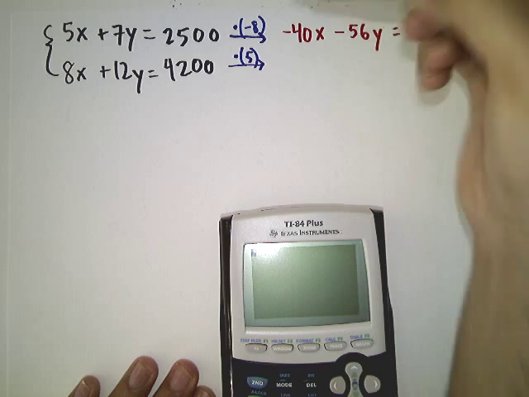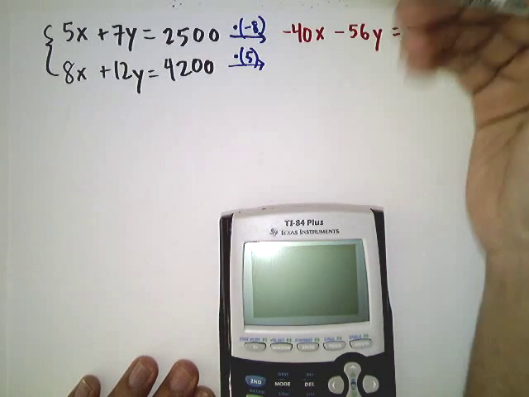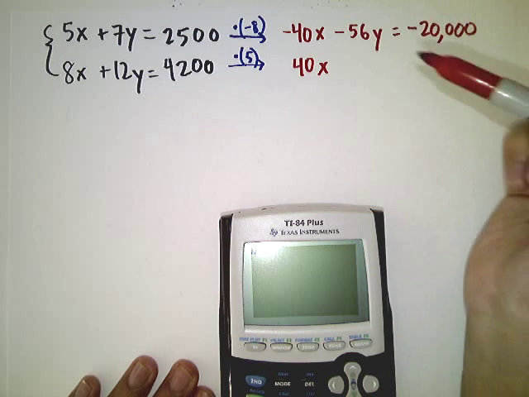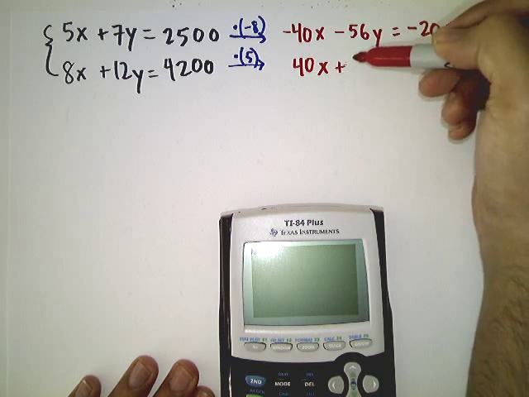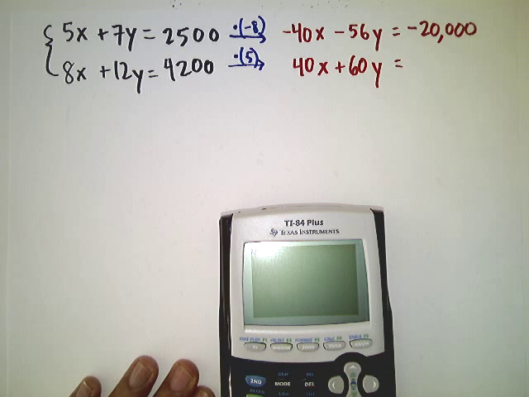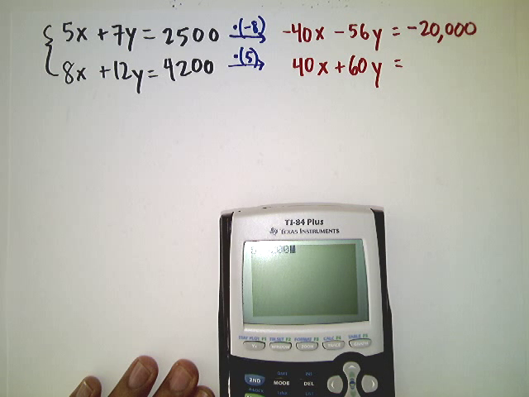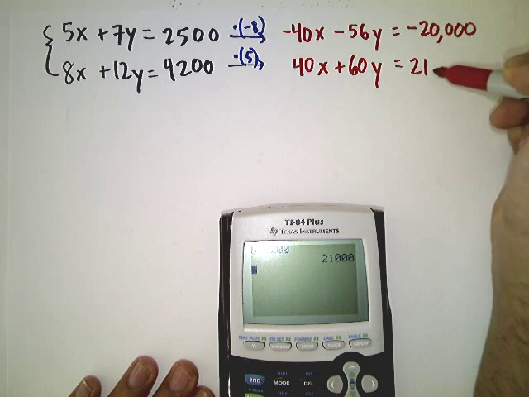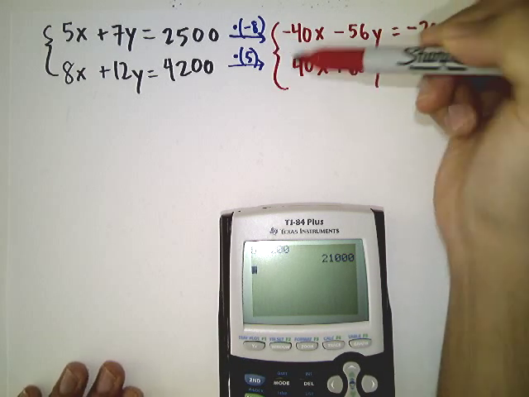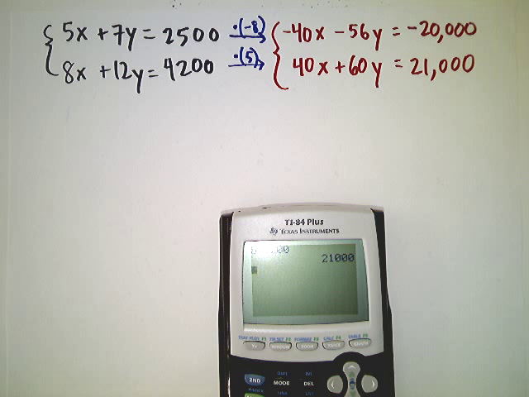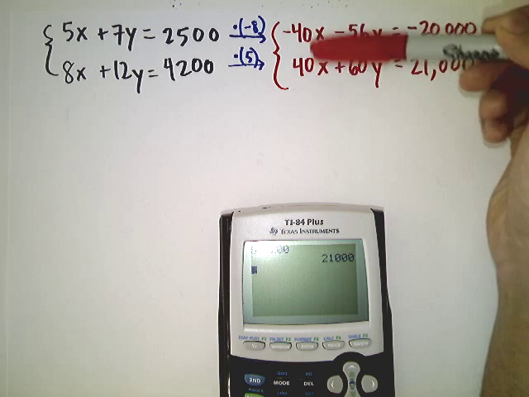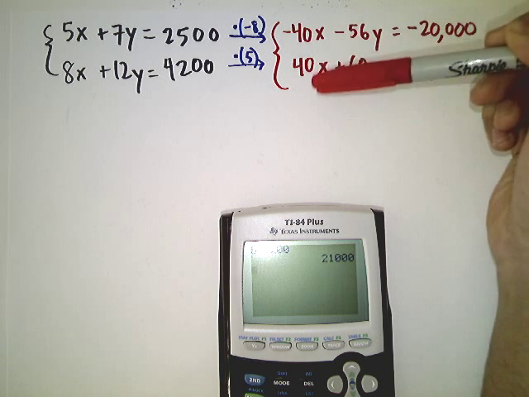Okay, 5 times 8x is going to give us 40x. 5 times 12y is going to be plus 60y. And 5 times 4,200 is going to be 21,000. So this is our new system of equations. And as you can see, for the x's, these coefficients differ in sign only. We have negative 40 here and positive 40 here.